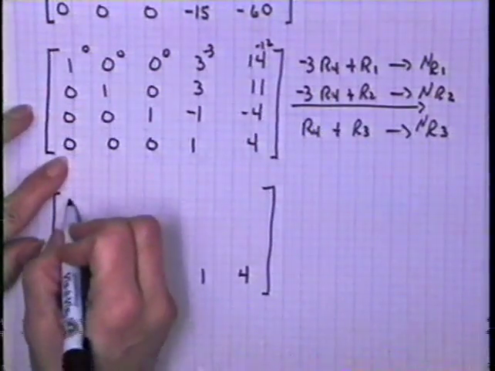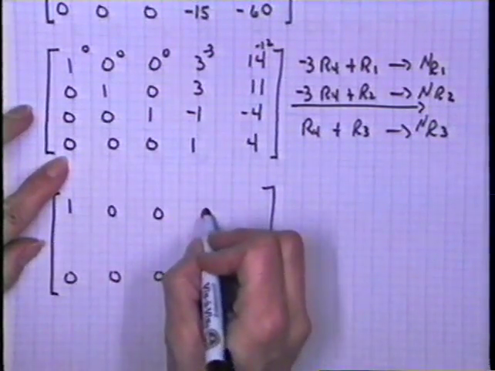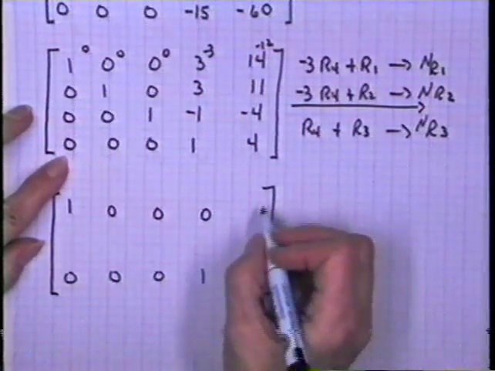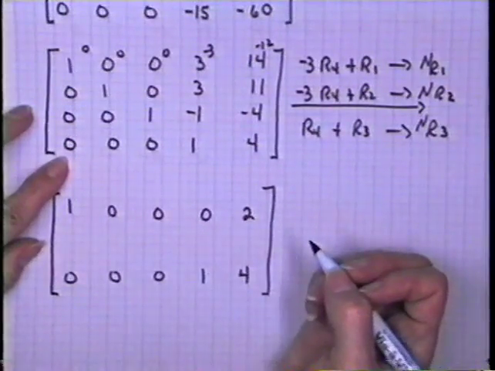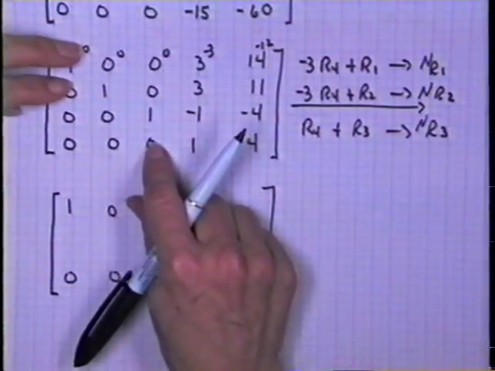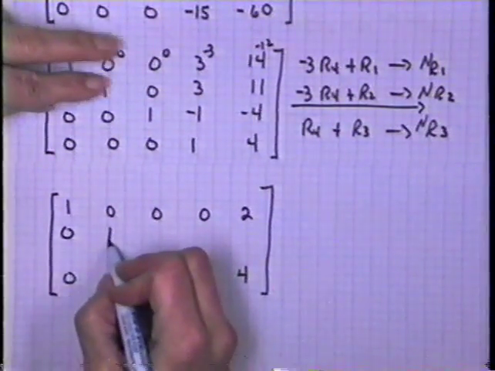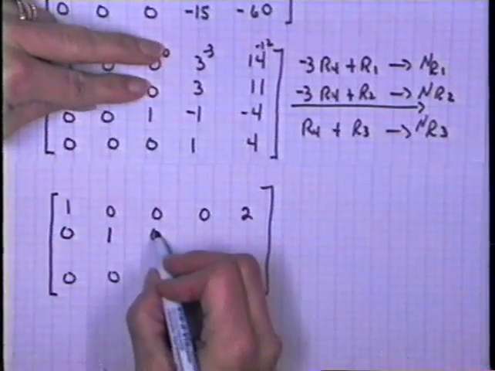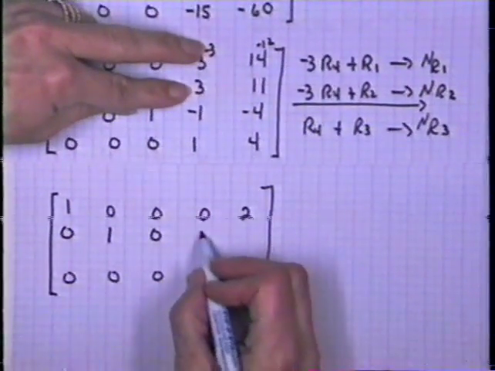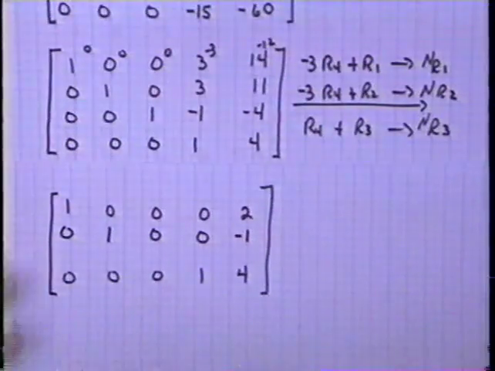So when I add, I get 1, 0, 0, 0. 14 and negative 12 gives me a 2. And then I can use those same numbers. I think I'll just look at them here. 0 and 0 is 0. 1 and 0 is a 1. 0 and 0 is a 0. Negative 3 and 3 is a 0. 11 and a negative 12 is a negative 1.